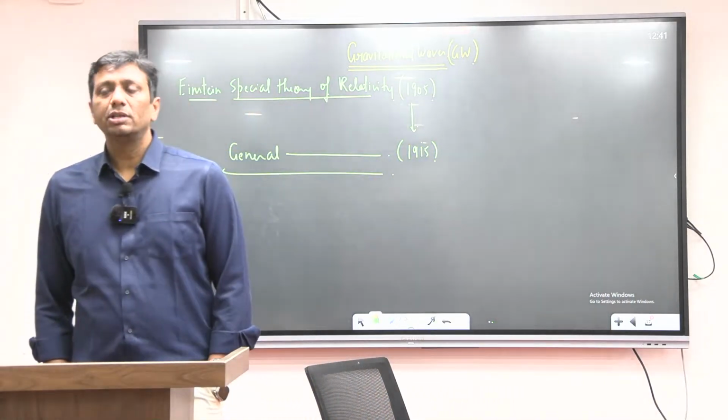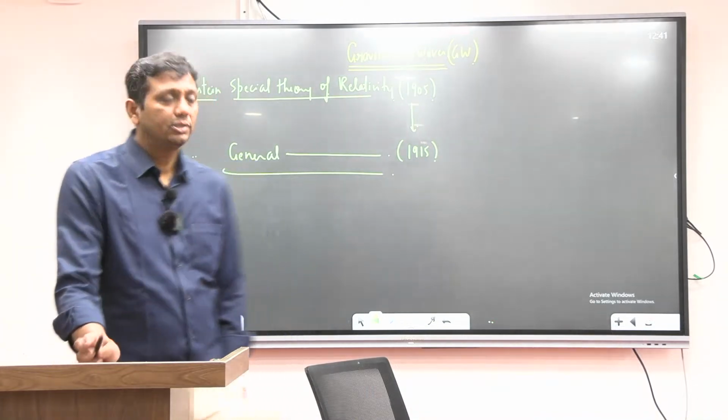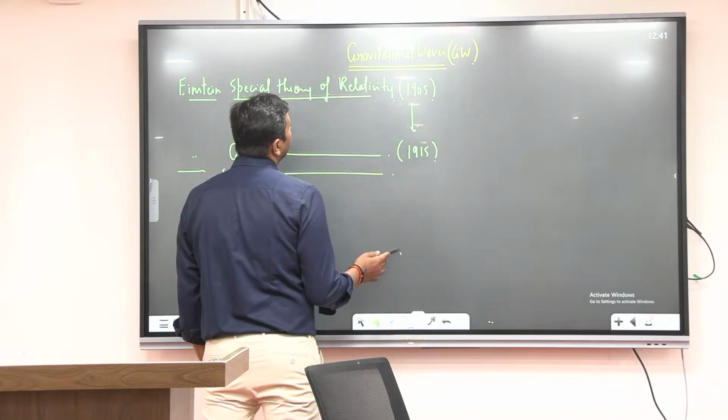Now in the general theory of relativity, he has given a lot of other statements, and these are all the points of the general theory of relativity that Einstein said. What about the points? See here.